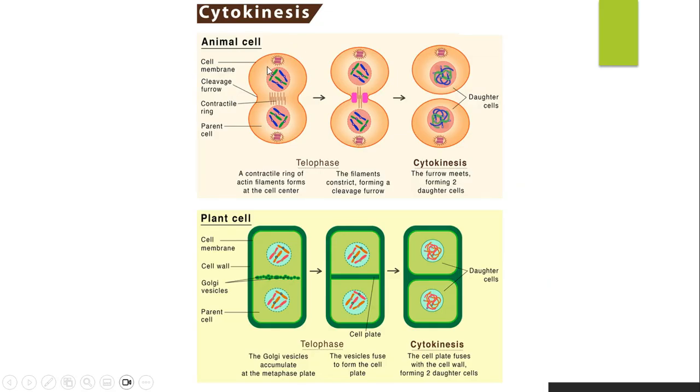Alright, so for cytokinesis, this is an animal cell and this is a plant cell. In the plant cell, as you can see, there's a plate, whereas here it shows constriction due to a protein ring. And now you have two daughter cells. The furrow meets, forming two daughter cells.